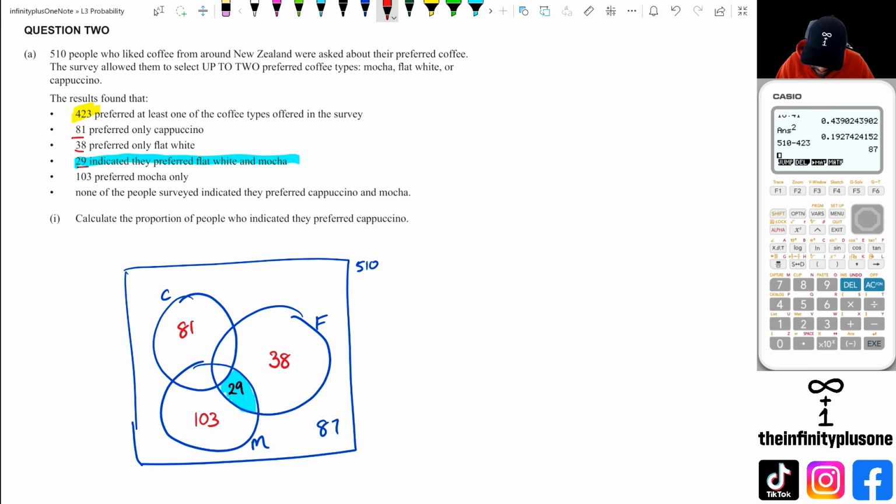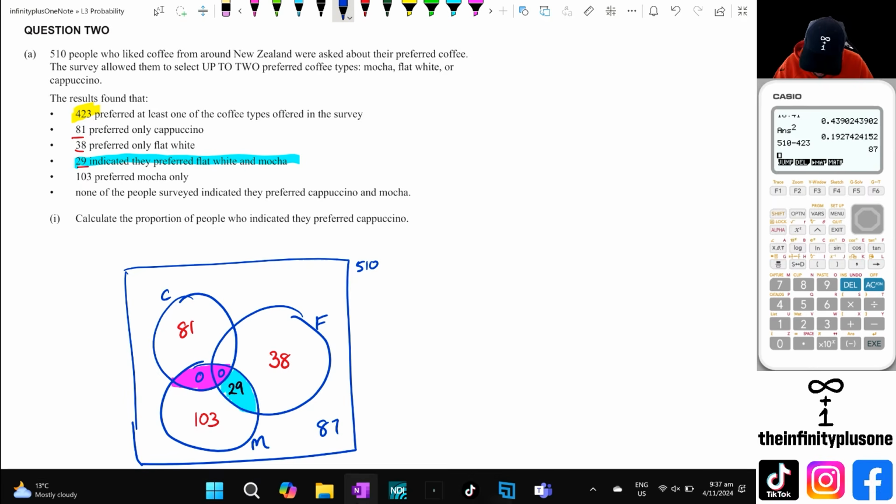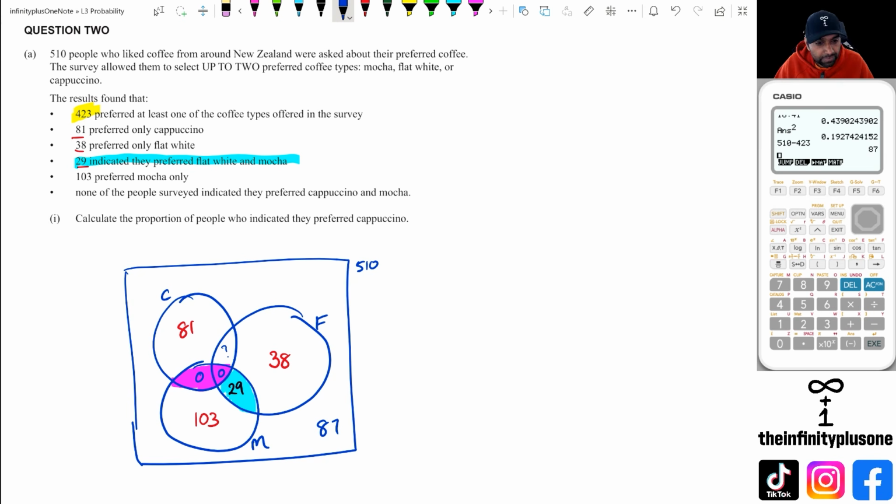None of the people surveyed indicated they preferred cappuccino and mocha. So now the cappuccino and mocha zone is this one here. So none of them preferred that. So that's going to be 0 and 0. And then we've got one more part left over, which is this one here. And we can figure that out because we've got all the numbers that we need.